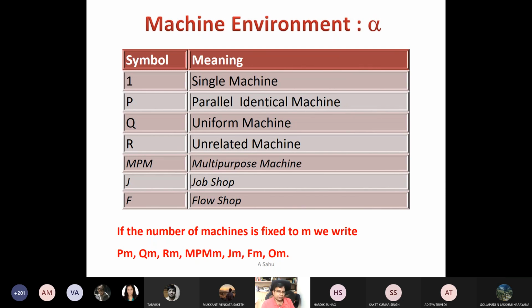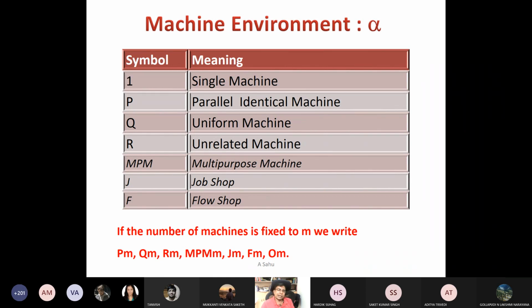And the multi-purpose machine, job shop scheduling, flow shop, we are not going to discuss in this course. So we'll consider only the first four: 1, P, Q, and R. If the number of machines is fixed, then we write m, just like Pm, Qm, Rm. If the number of machines is not fixed, then we say it is general machines.